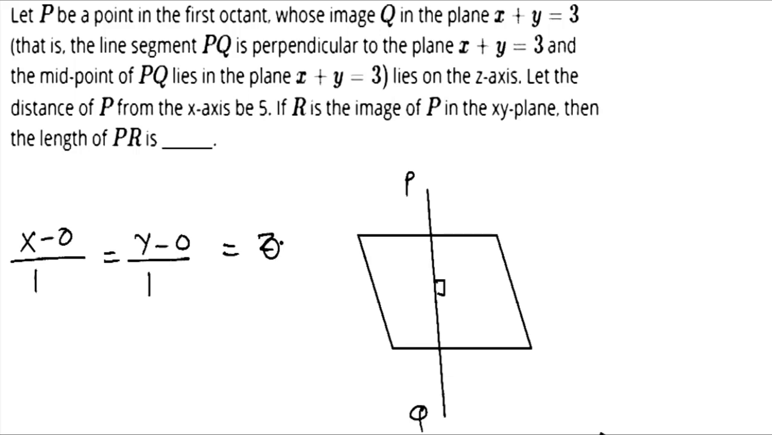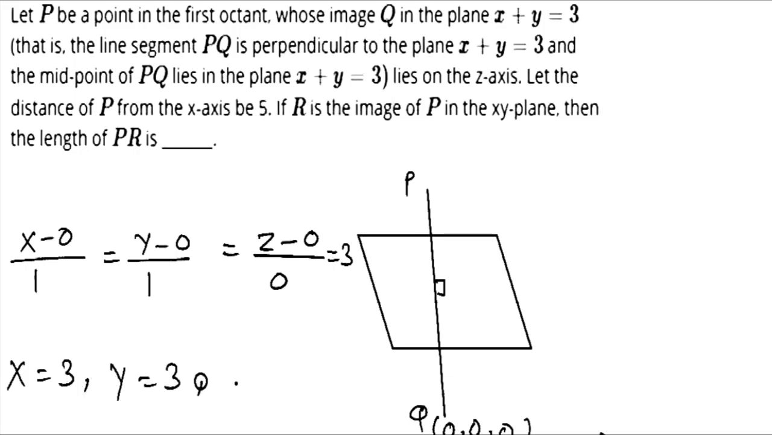Z minus 0 divided by 0. Let us take any point here, where Q is equal to 0, 0, 0. So equation of line: x minus 0, y minus 0 and z minus 0, and direction ratios are 1, 1 and 0. So since this equals 3, we can write this as x equals 3, y equals 3, and z equals 0.